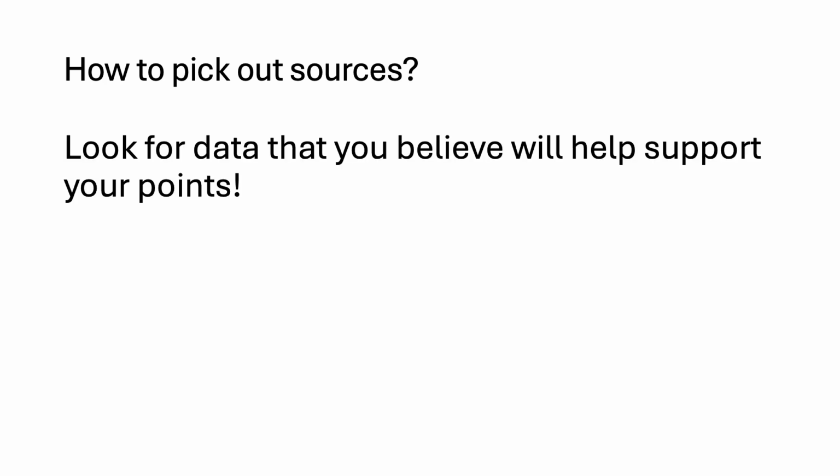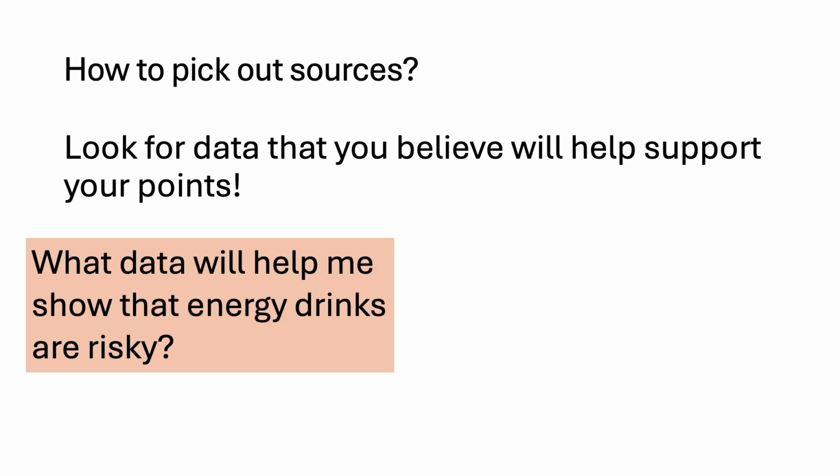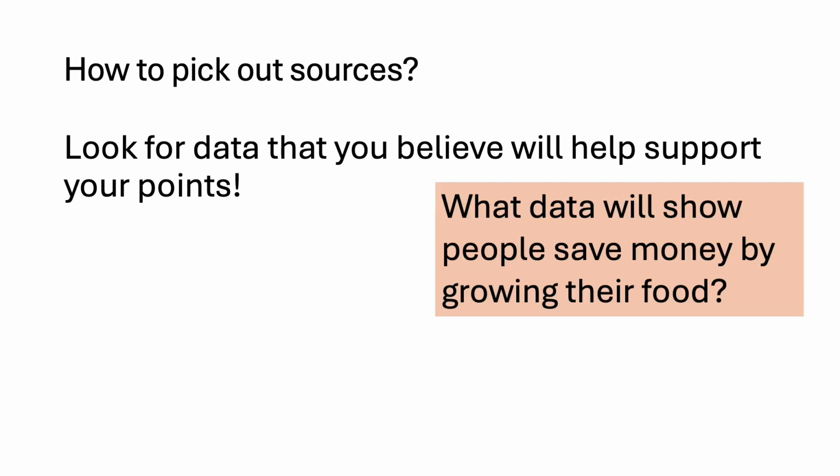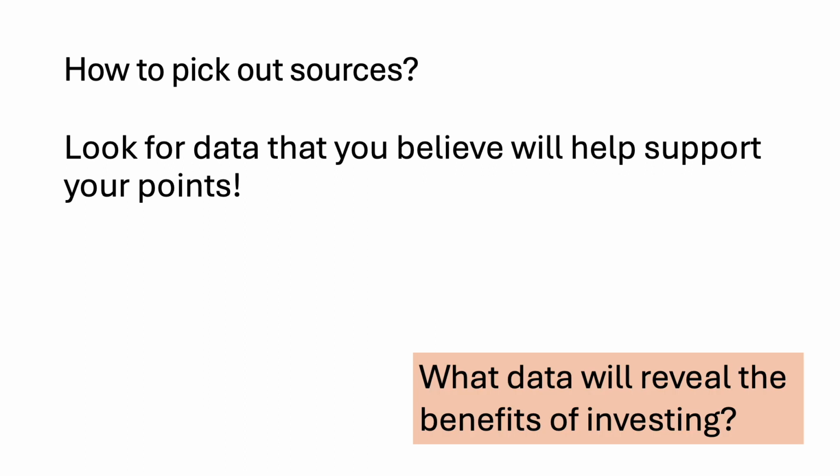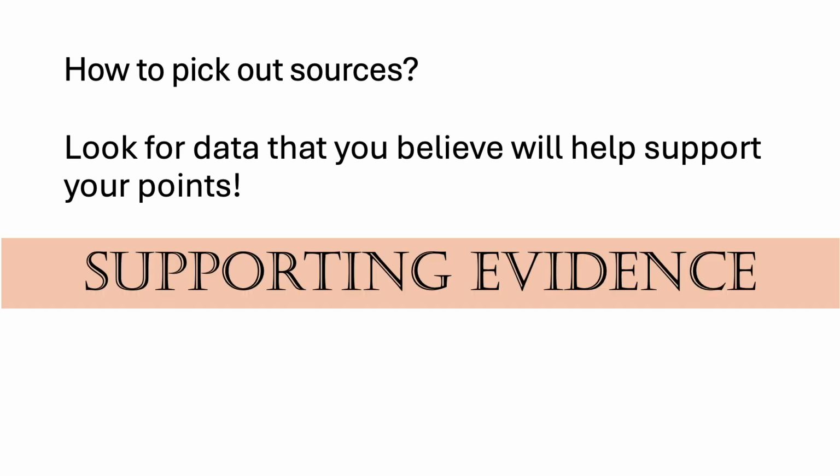How do you know which sources to choose? Well, as you browse your available resources, look for data you believe will help you support your points, whether it's points you make to convince your state rep to prohibit energy drinks for minors, as in Scenario 1, or points that show the economic, environmental, and social benefits of a community garden, as in Scenario 2, or points that show the importance of financial wellness in Scenario 3. The sources you choose should ultimately provide you with supporting evidence for your paper. Remember to use at least 3 sources, but some may find it helpful to use 4 or 5.